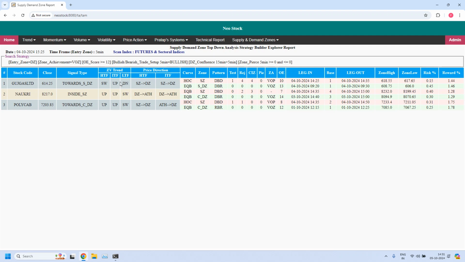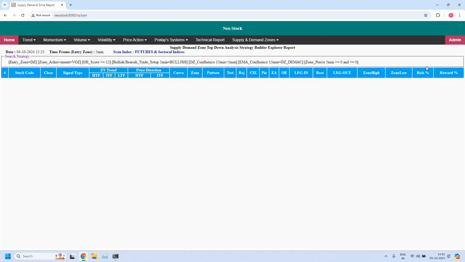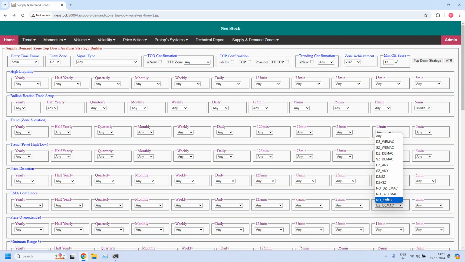And trend is up in all 15 minute zones. Let's check if any of these stocks are having daily EMA confluence. So in the EMA confluence, 15 minutes time frame, 15 minutes demand zone with daily EMA confluence. No stocks, no issues. Now let's look for LTF, ITF, HTF confluence.